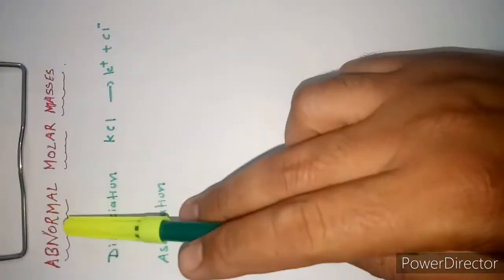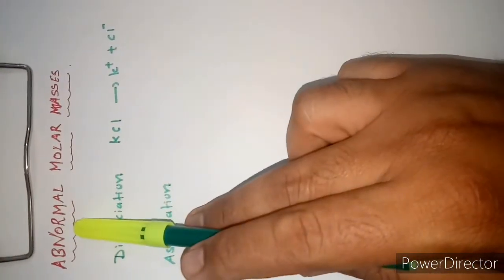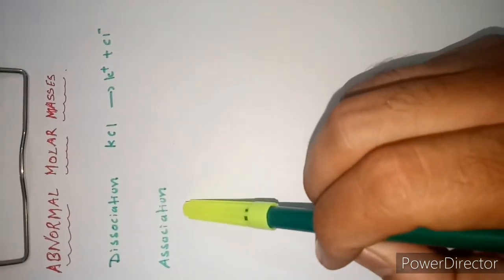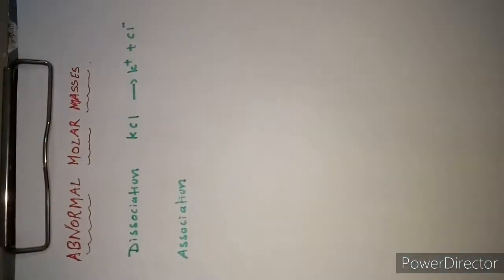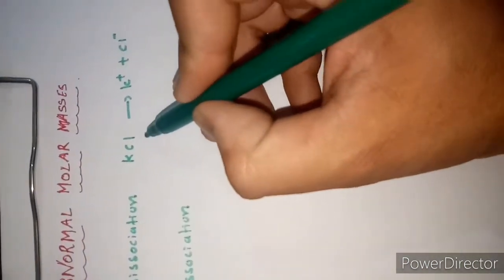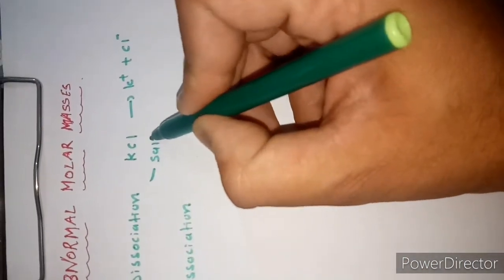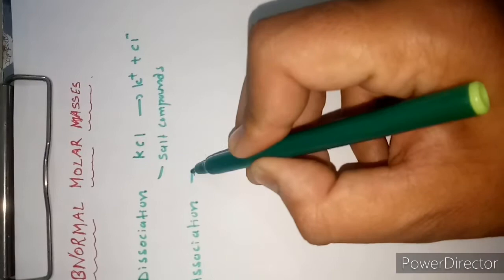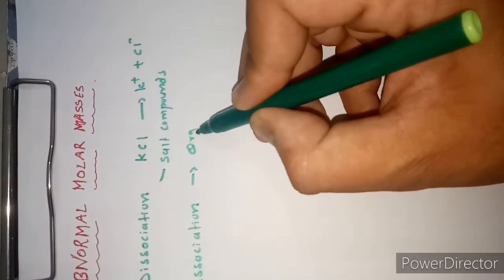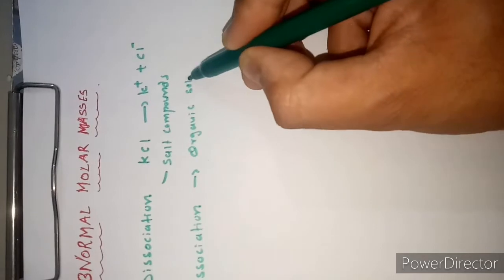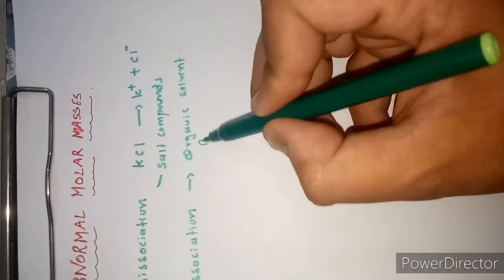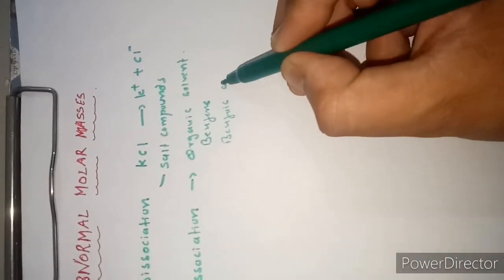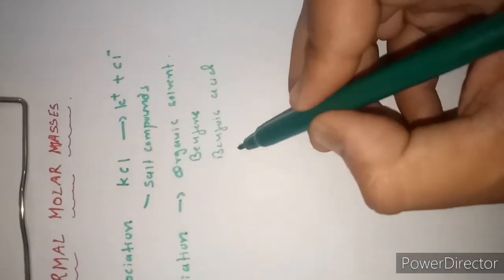Today we are going to learn about abnormal molar masses. Abnormal molar masses undergo dissociation and association in the solution. Dissociation takes place in salt compounds, whereas association takes place in organic solvents. For example, benzene, or benzoic acid, or acetic acid.